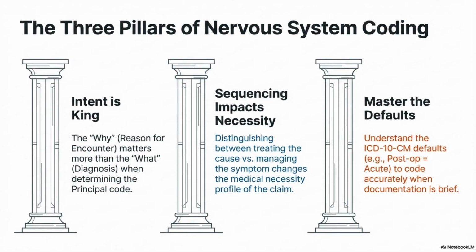Pain coding becomes much easier when you anchor your decisions to 3 core principles. Intent is king. The reason for the encounter matters more than the diagnosis itself. Understanding why the patient is being seen drives the correct principal diagnosis. Sequencing impacts necessity. Whether the provider is treating the underlying cause or managing the symptom directly changes the medical necessity profile and determines how the claim is supported. Master the defaults. Know the ICD-10-CM defaults, like postoperative pain defaulting to acute unless the provider specifies chronic, so you can code accurately even when documentation is brief.